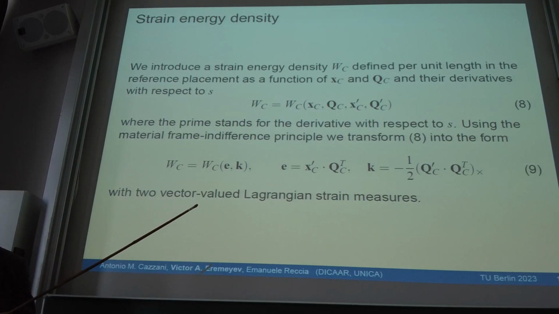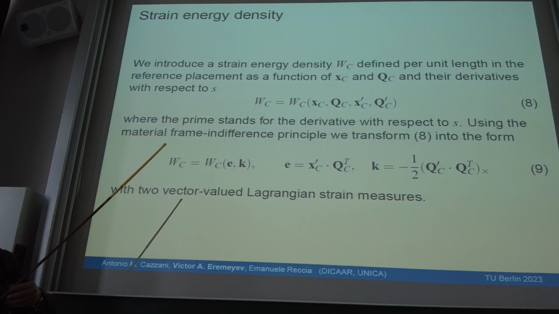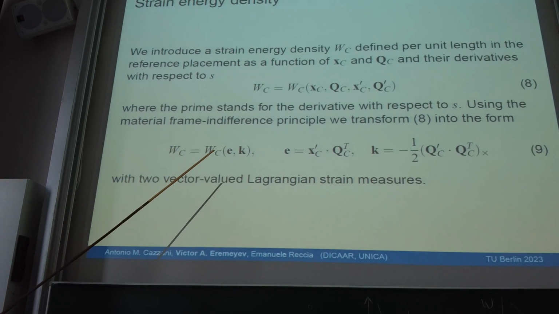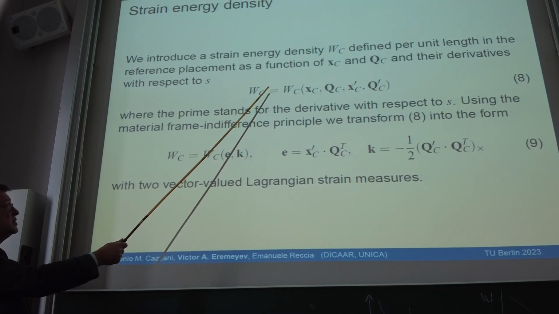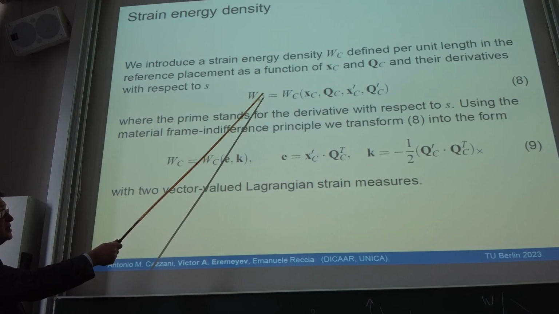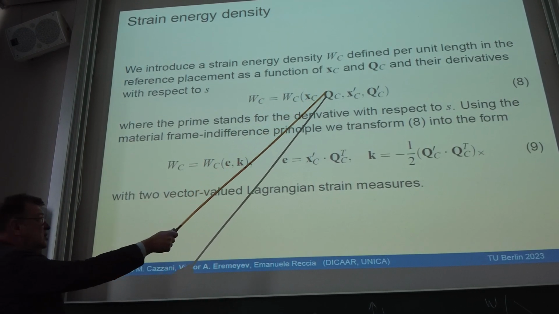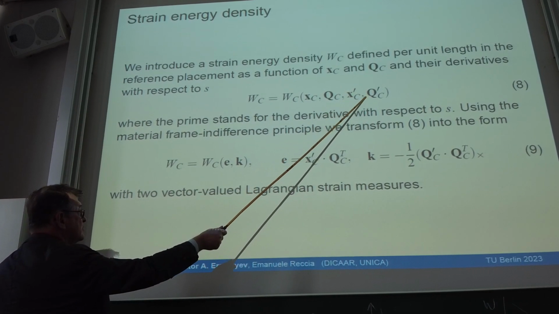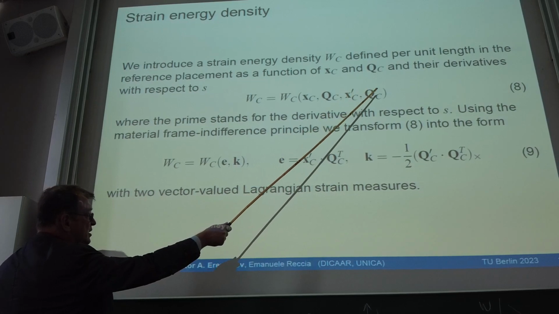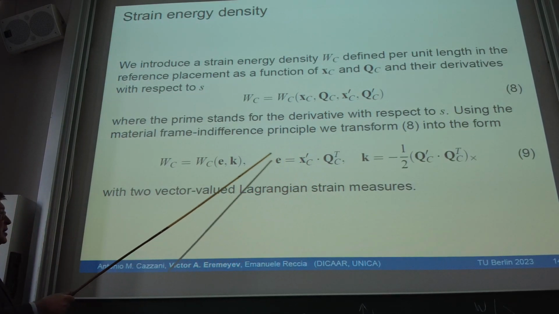Then we do the same operations. We introduce the strain energy for this. And what is the difference in considering this? The difference is very simple. This subindex C relates to the curve. We have a position vector and a rotation tensor. Instead of the nabla operators, we have just a derivative with respect to the coordinate S. So we apply the same technique.